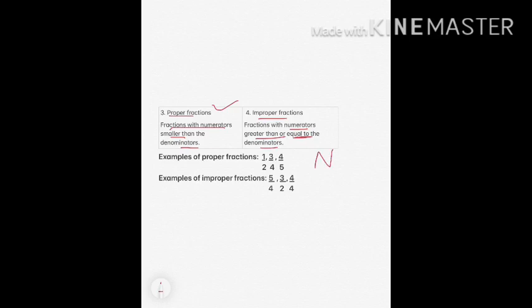We can say the numerator is smaller than the denominator. You can see 1 upon 2, 1 is smaller than 2. 3 upon 4, 3 is smaller than 4. 4 upon 5, 4 is smaller than 5.